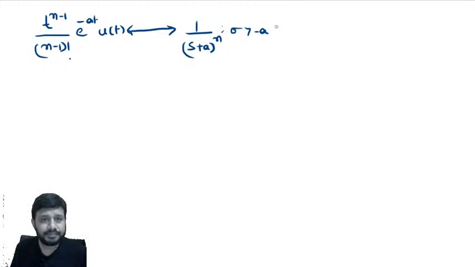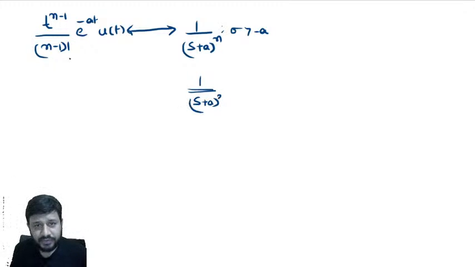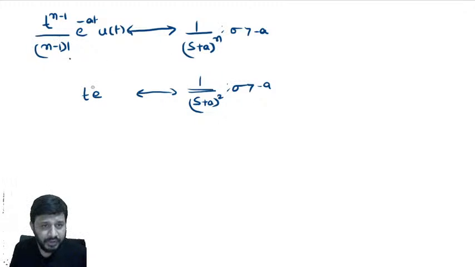From this, if I ask you, what is the inverse of 1 by s plus a whole square? Here substitute the value of n to be 2. It is t e power minus a t u of t. Hope everybody remembers this.